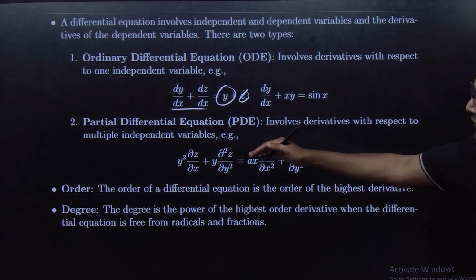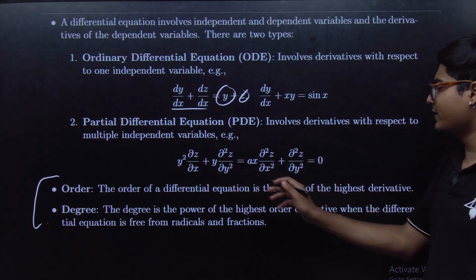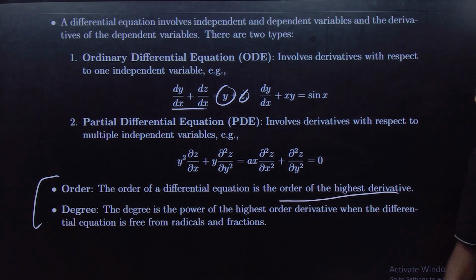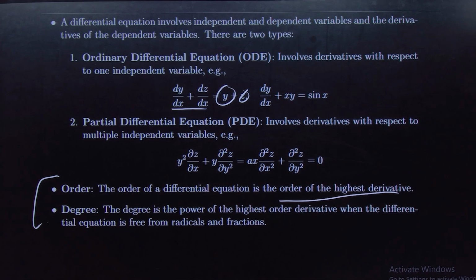Now for every differential equation, you have two things that are associated to it. The first one is the order, which is nothing but the order of the highest derivative present inside it. Degree is the power of the highest order derivative present inside the differential equation.